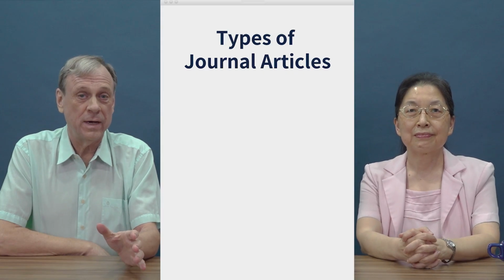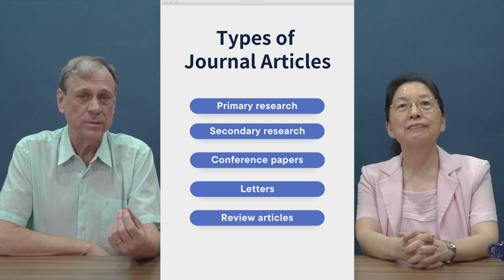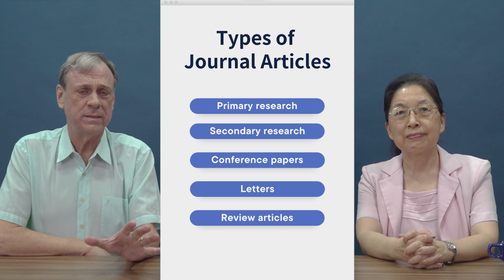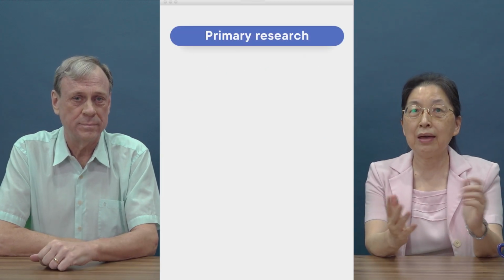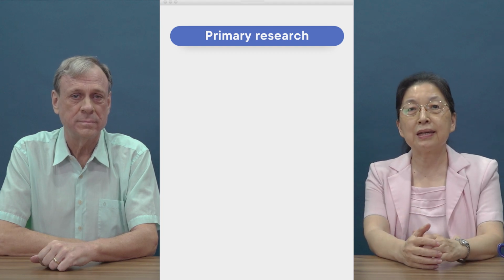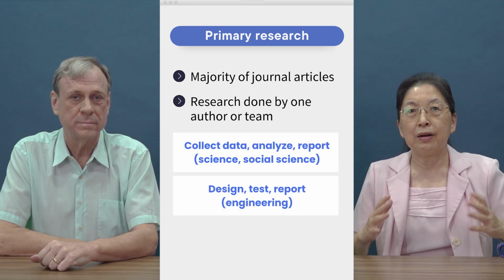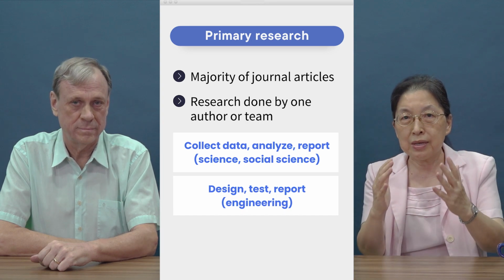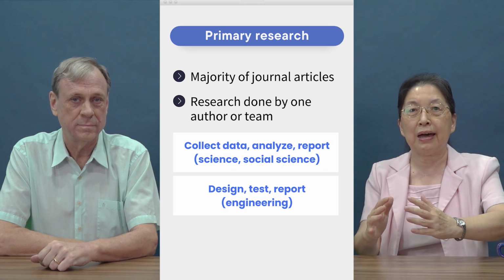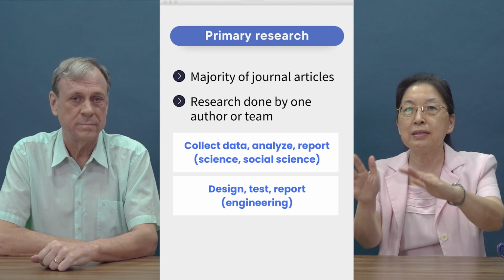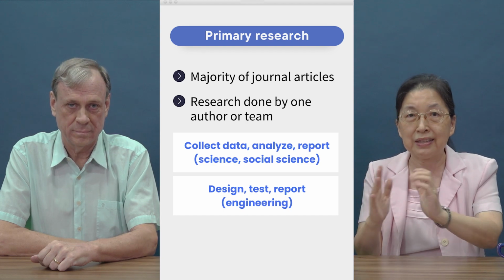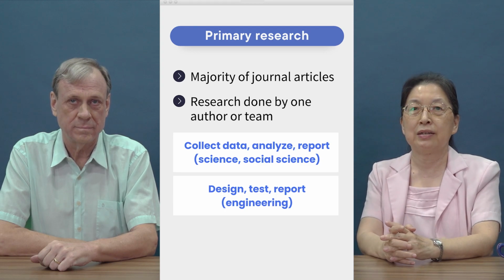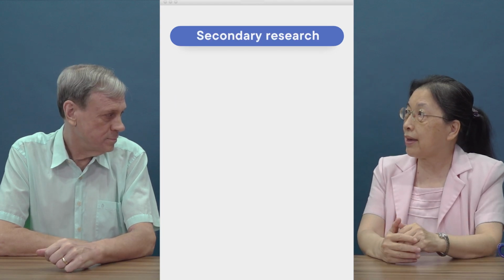So now we'll look at different types of research articles: primary research articles, secondary research, conference papers, letters, and review articles, and just basically how they're different. The so-called primary research, it's basically you as the author, you design the whole research from the very beginning to the research method, to collecting all the data, to do whatever experiment or quantitative, qualitative analysis, and then analyze the results and do the discussion. This is primary. What is secondary?